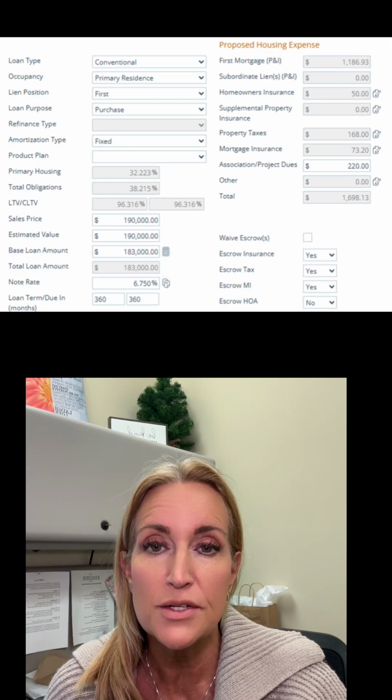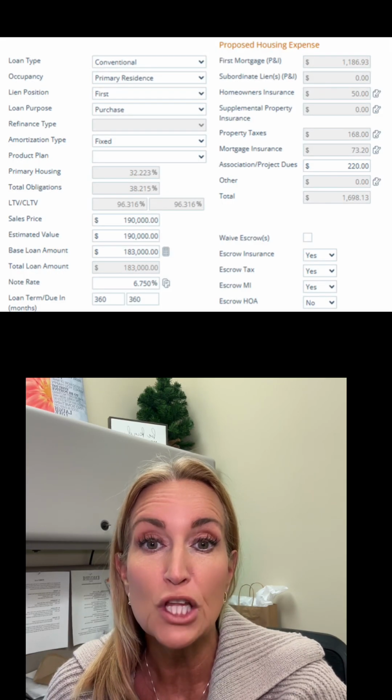We're going to go through this quote so it makes perfect sense to you, so you know exactly what you're looking at. This is straight from my system, so we're going to go through this piece by piece from the upper left corner. First, we're starting with what type of residence it is and what type of loan.